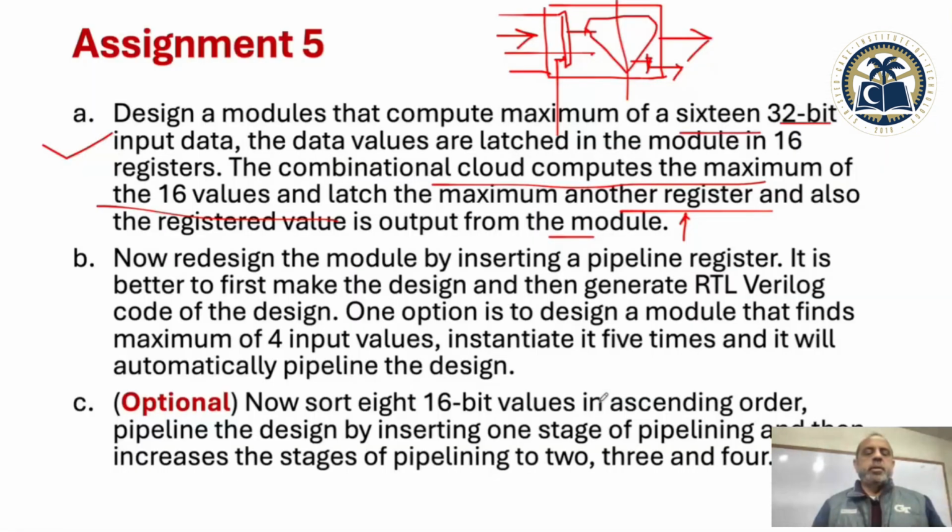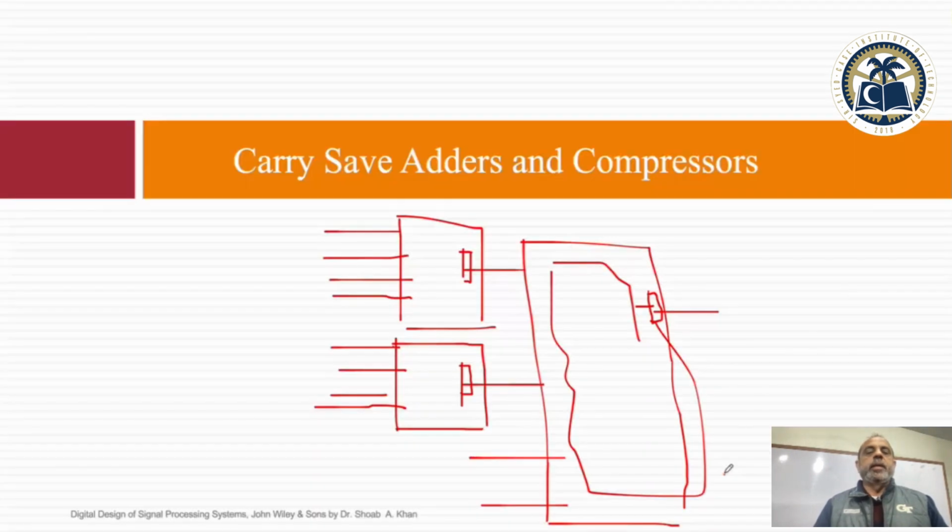But then I want you to solve a more challenging problem, and this is optional because I don't know how many of you will actually be able to solve it. It is sorting, let's say, 8 16-bit values, and as we know, sorting is more complex, and then adding one stage of pipelining, then 2 stages of pipelining, then 3 stages of pipelining. So that is a bit more complex problem to solve, adding multiple levels of pipelining.